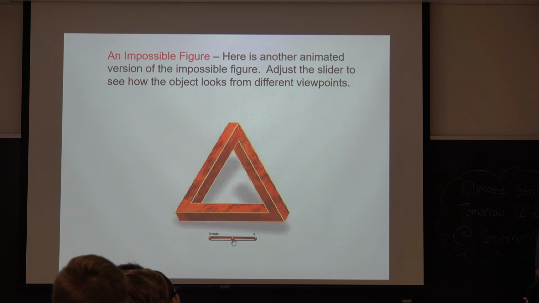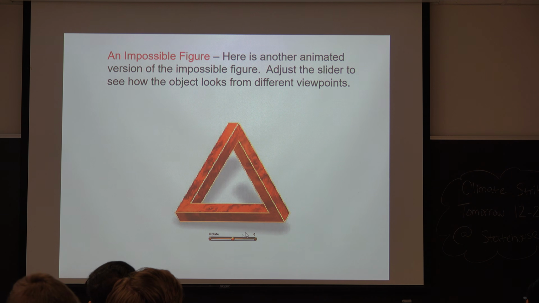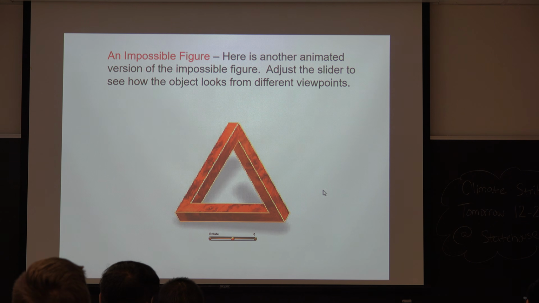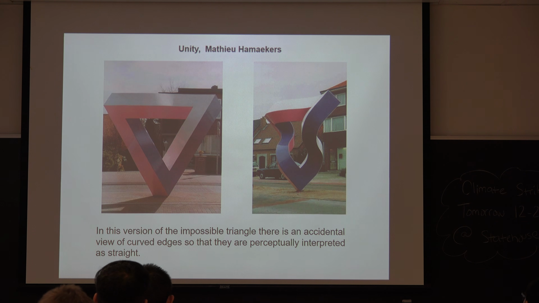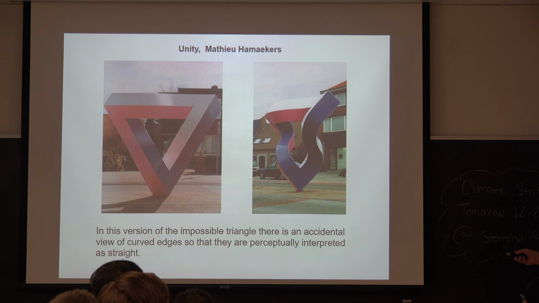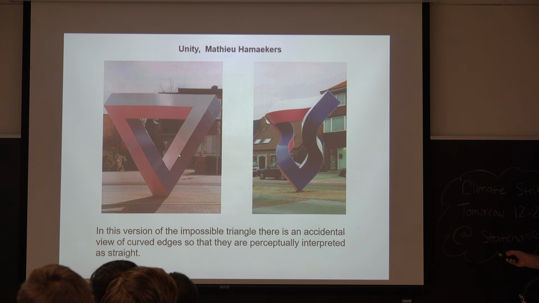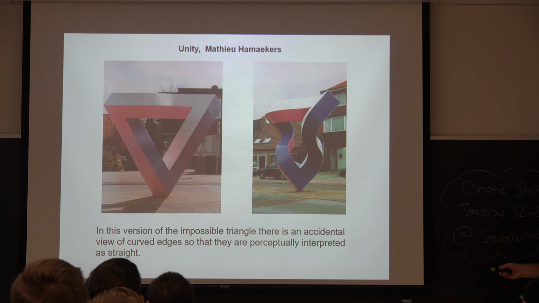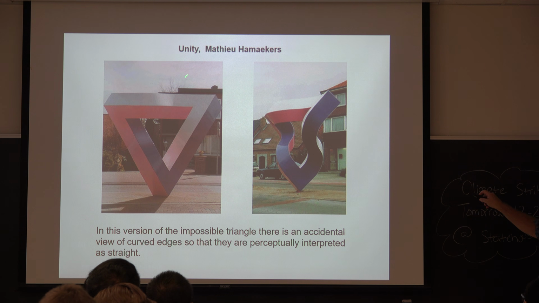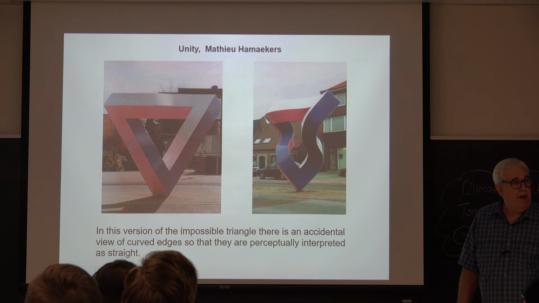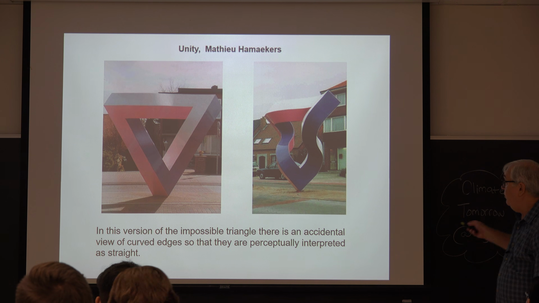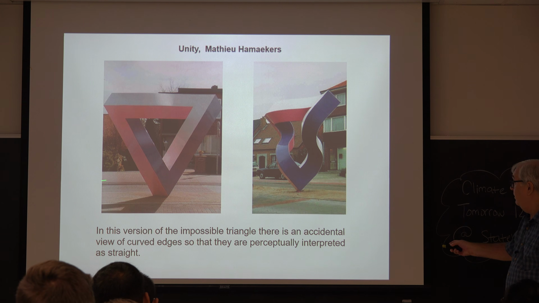Here is another version done a little bit differently. This guy is a Belgian sculptor. So this is what it looks like from the accidental view. Another impossible triangle. This is what it is in reality. And what your brain is saying when it sees these straight lines is, I'm not going to entertain the possibility they might be curved. So you couldn't see this if you wanted to.